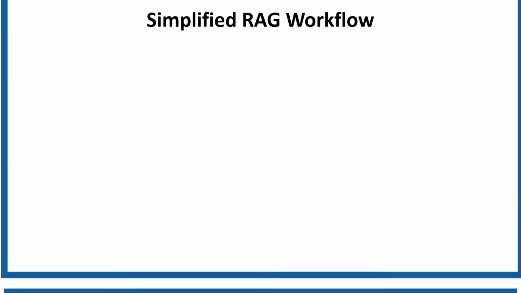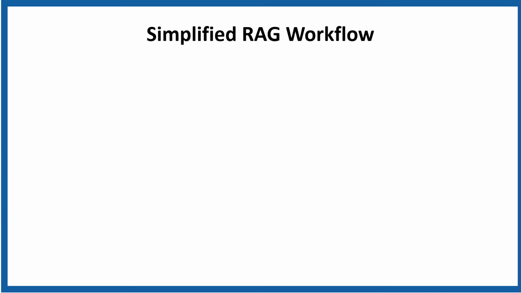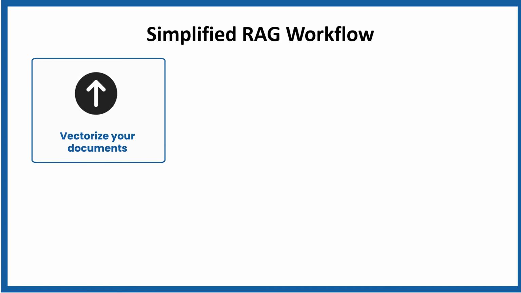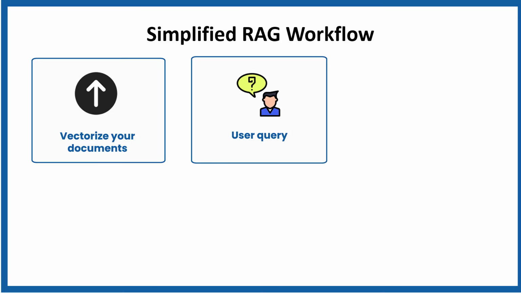Now, let us have a quick overview of each step in the retrieval augmented generation pipeline. The first step is to vectorize the documents. Vectorization converts each document or text chunks into numerical vector embeddings using a pre-trained model like sentence transformers. These embeddings capture semantic meaning, so similar texts are close in vector space. Then comes the user query. A user asks a question or makes a request in natural language. This query becomes the starting point for retrieval and generation.